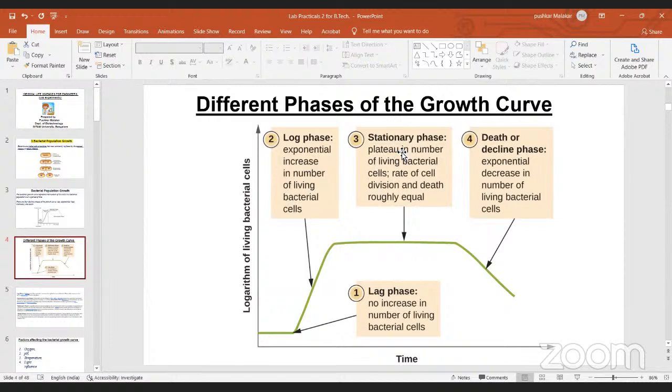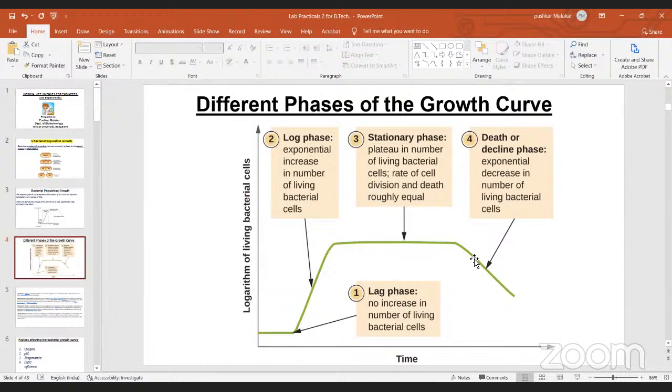In the stationary phase, it's a kind of plateau in which the number of living bacterial cells is almost stationary compared to the exponential phase, because the rate of cell division and the death rate are the same. That means the number of living bacterial cells which are dividing is equal to the number of bacterial cells which are dying. In the death or decline phase, there is a decrease in the number of living bacterial cells.